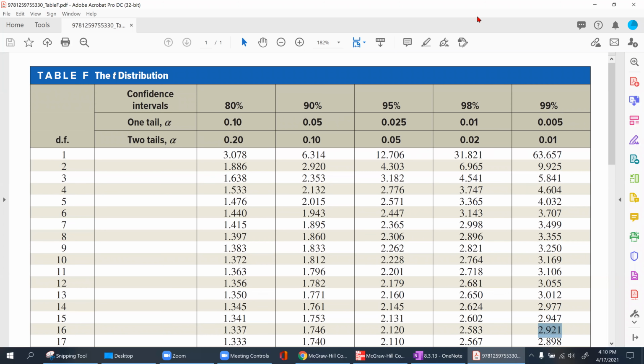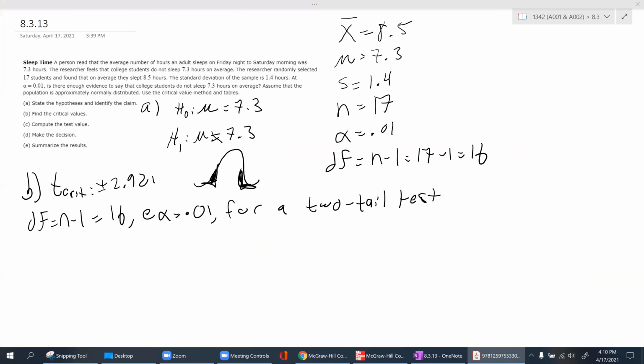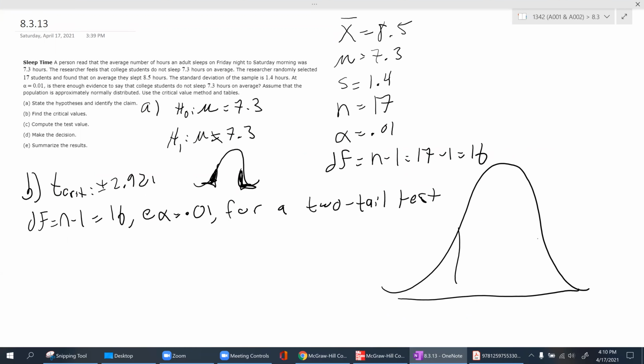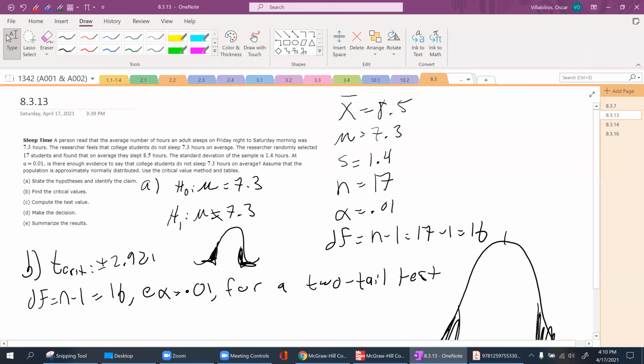Let's go ahead and get this out of the way. So it gives me this, meaning, go ahead and draw that. This is going to be negative 2.921. It is going to be positive 2.921. And again, the middle would be 0. Very nice.